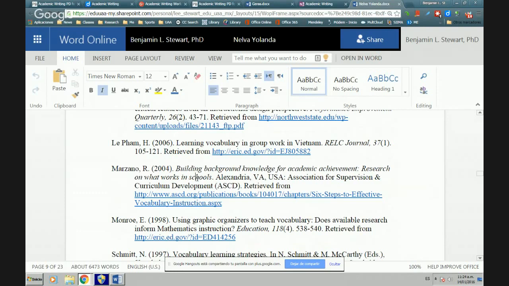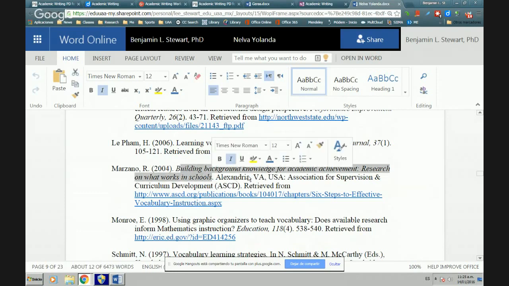Now, the reason it says retrieved from is because she happened to find this book online, probably from eBury. eBury is a database that's part of the university, and they have access to all these books. So she more likely got this from the eBury database. So we start off with the author, the year.